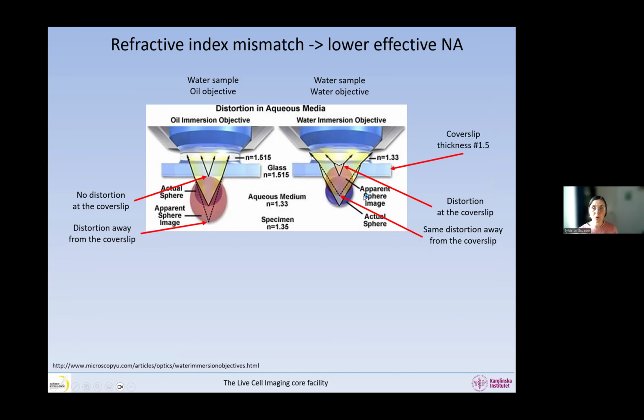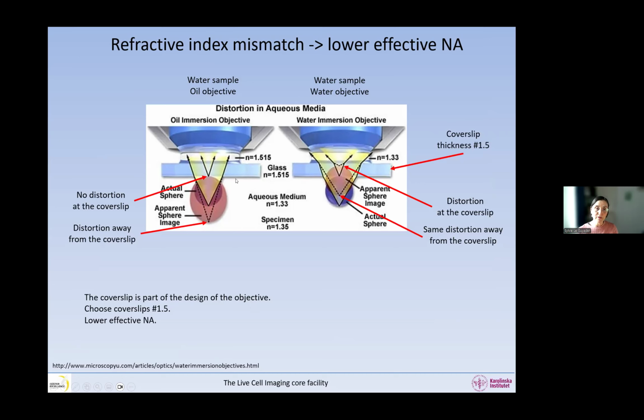I want to mention as well that this is the correct cover slip. If you do not have a cover slip number 1.5, which is what the objective manufacturers expect you to use, then you will introduce other aberrations that will pile up. So the cover slip is part of the design of the objective and the sample as well. So always choose number 1.5 cover slips.